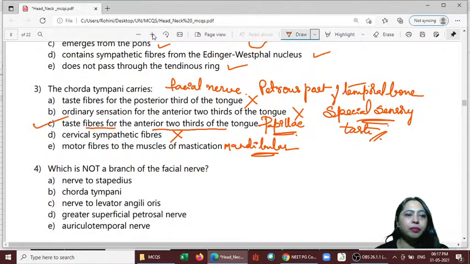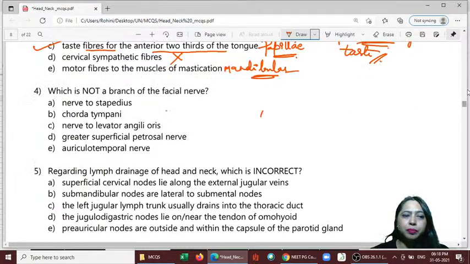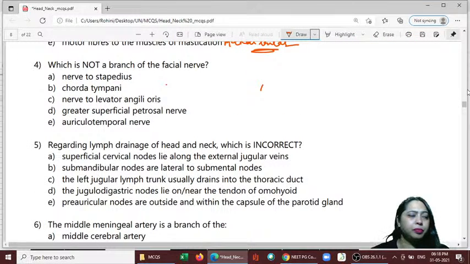Next one, 3C is the answer. Which one is not a branch of facial nerve? Now there are various branches. We are talking about the one which is not a branch of the facial nerve. Is nerve to stapedius a branch? Yes, it is a branch.